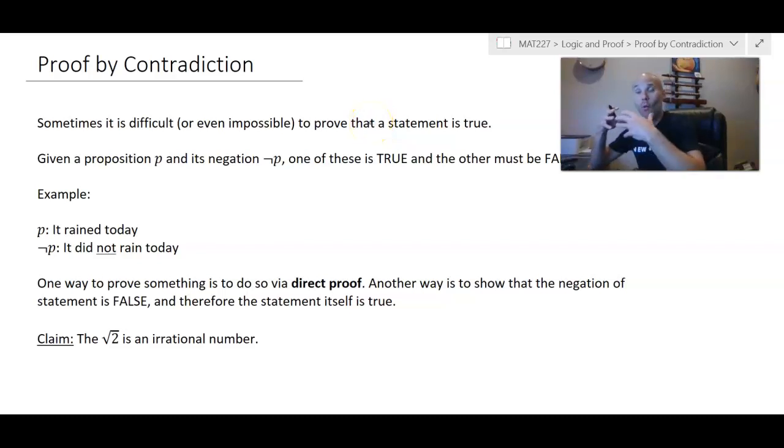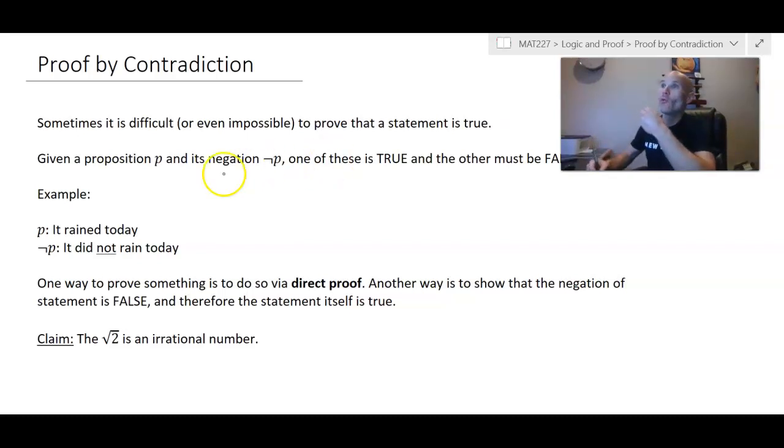In this video, we'll take a look at one proof technique that is useful when some others are not. This method is called proof by contradiction. The idea is that we assume the opposite of what we know to be true, and then we show that that leads to a contradiction.